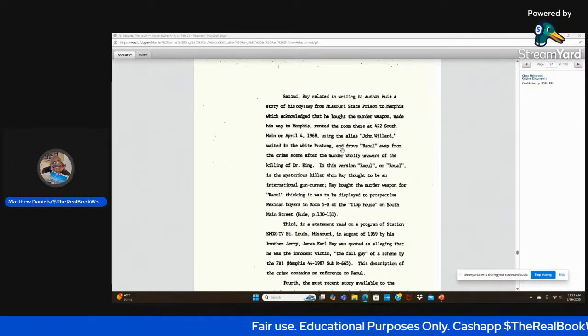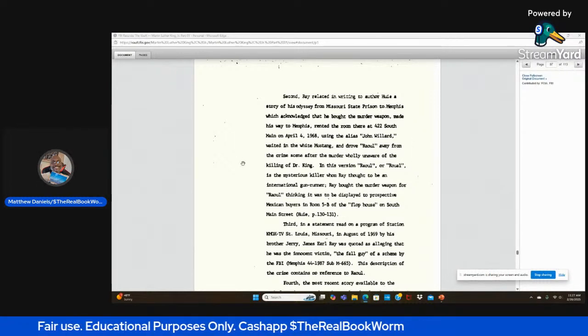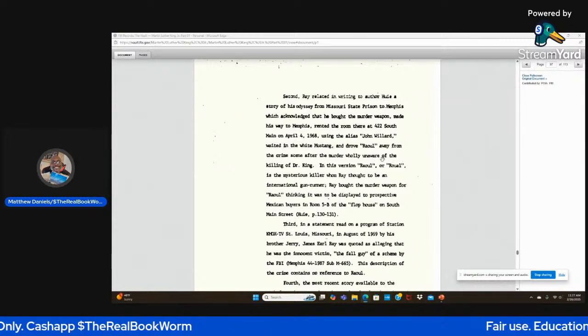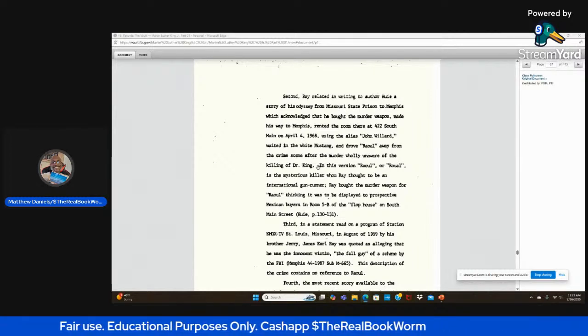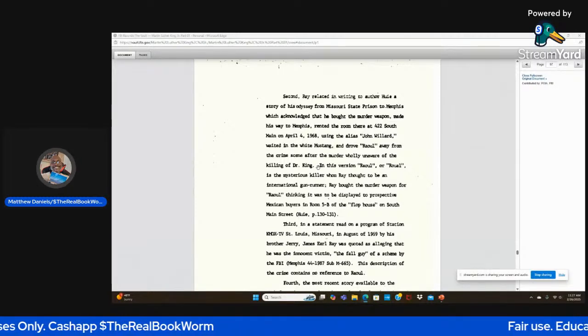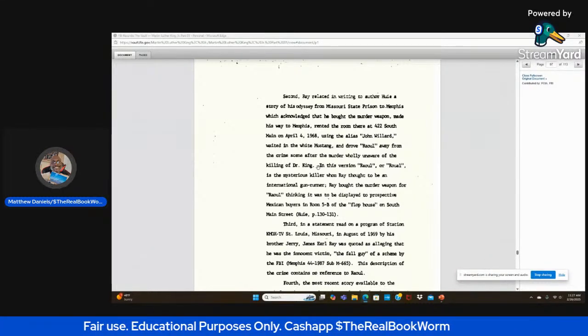Waited in the white Mustang and drove Raul away from the crime scene after the murder, wholly unaware of the killing of Dr. King. So he's saying he wasn't even up there in the room. He was in the white Mustang, his white Mustang. He was waiting for Raul to sell the gun, come back out, and then they drove off. They drove the freak off in the Mustang.